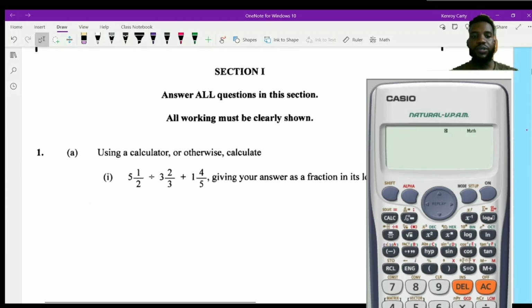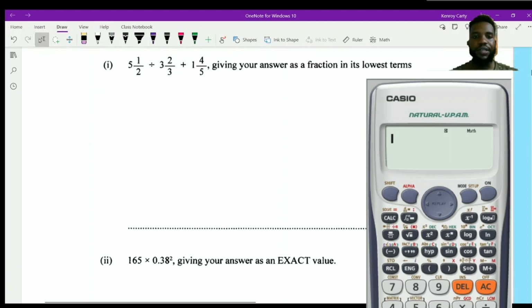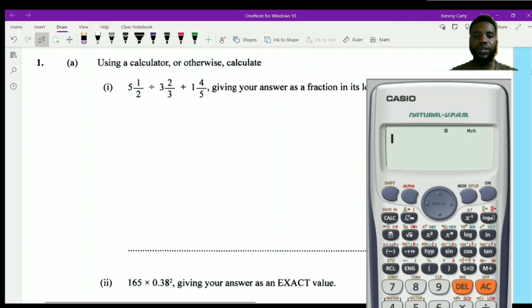The first question says using a calculator, otherwise calculate 5 1/2 divided by 3 2/3 plus 1 1/4, giving your answer as a fraction in its lowest terms. Now, of course, since it says using a calculator otherwise, we're going to start by using the calculator and see what happens. To get the mixed fraction on my calculator, I press shift and I press this button here.